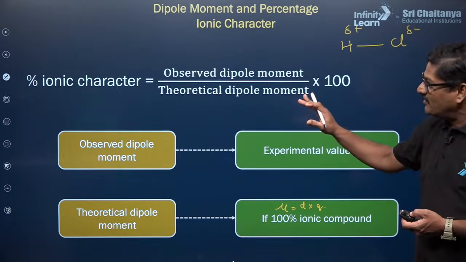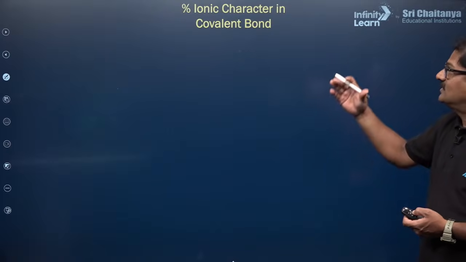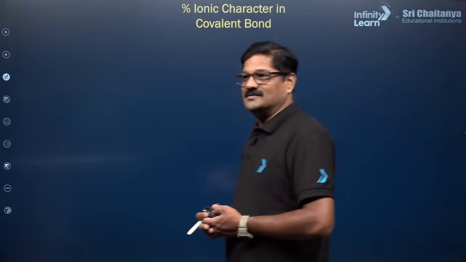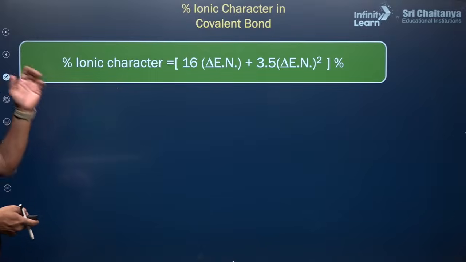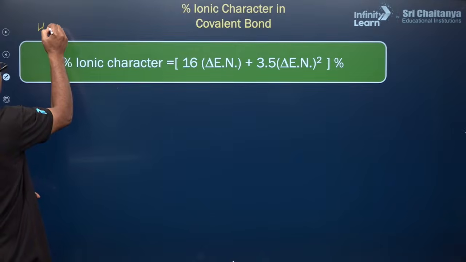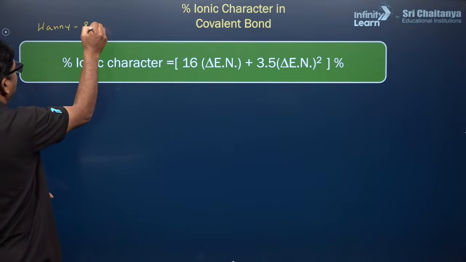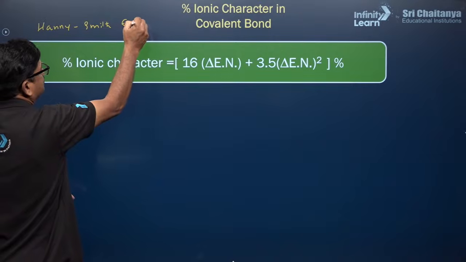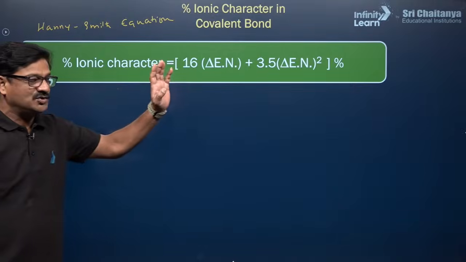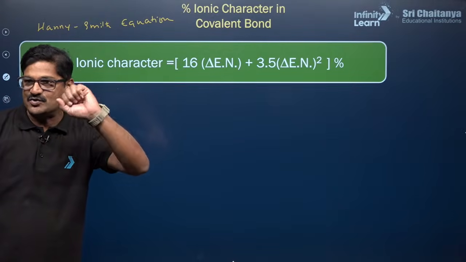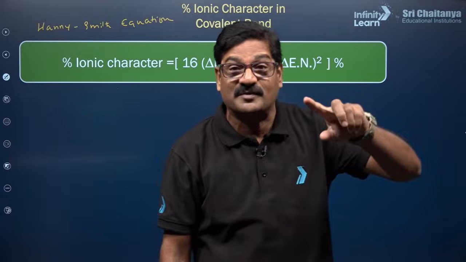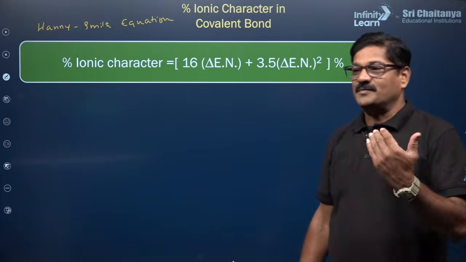Okay, so based on this, you can calculate the percentage of ionic character in the covalent bond. This is the Hannay-Smith equation. Percentage of ionic character is equal to 16 times the electronegativity difference between two atoms plus 3.5 times the square of the electronegativity difference between two atoms. That will be given as a percentage.